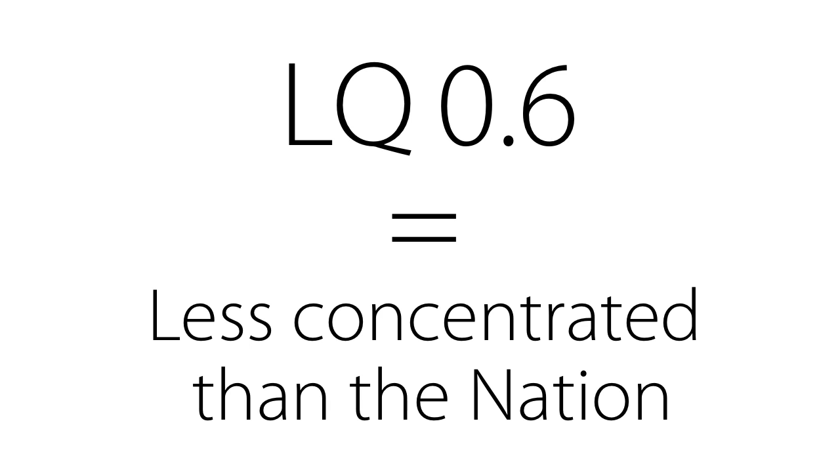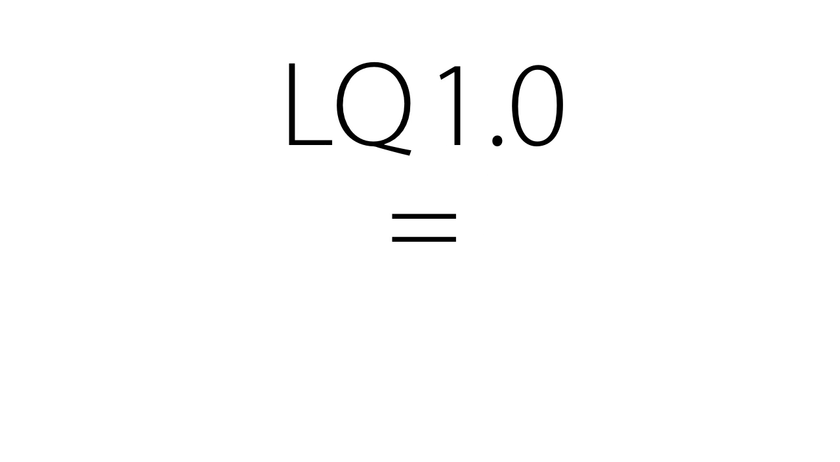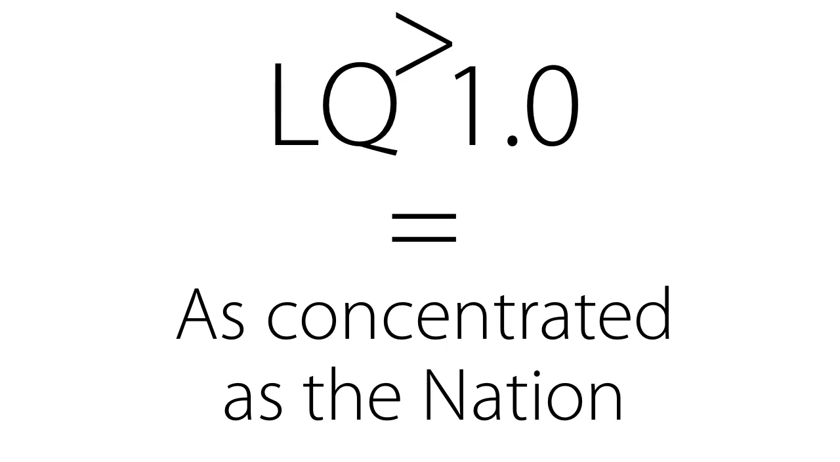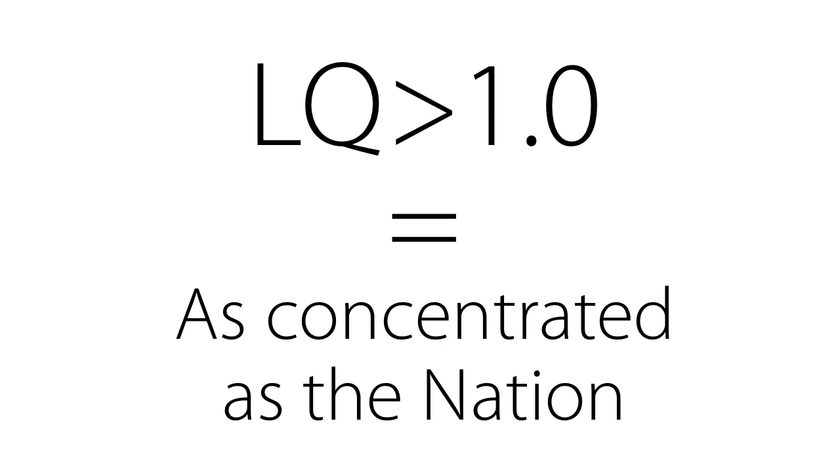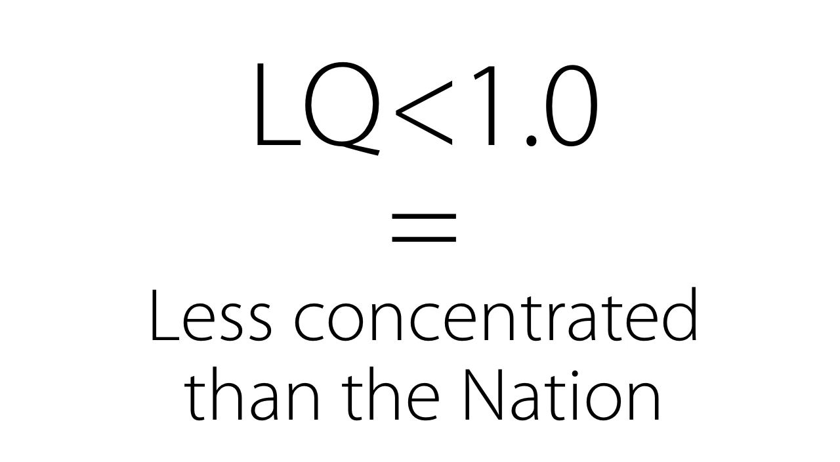Second brief aside, now that you're familiar with location quotient, you've earned the right to call it LQ. Well done. Let's review. An LQ of 1 means a concentration equal to the nation. An LQ of more than 1 means a concentration higher than the nation. An LQ of less than 1 means a concentration lower than the nation.